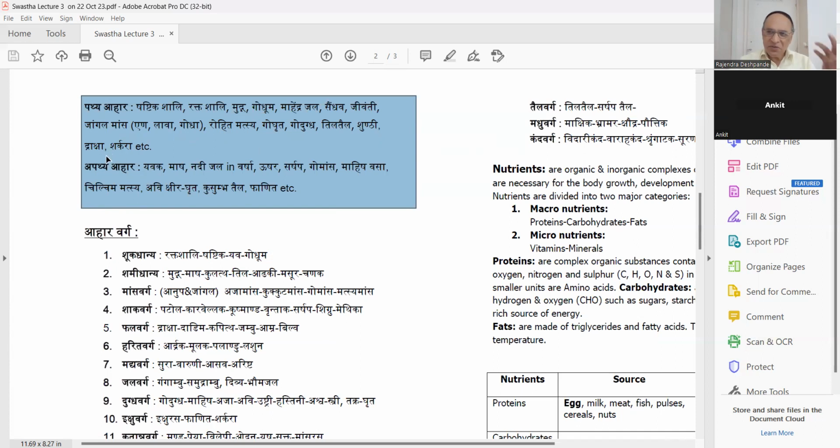Draksha, grapes, fruits, best. Sharkara, etc. Only this is not finished, etc. You can add more. Apathya, which is bad: Yavaka, mash. Why mash? Sir, black gram is bad?